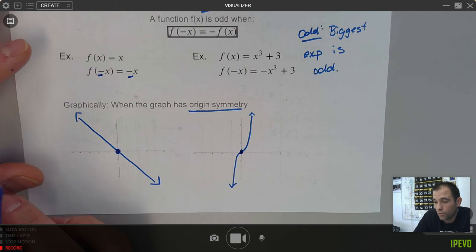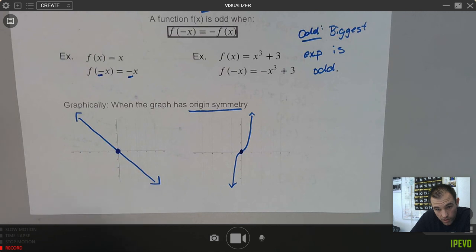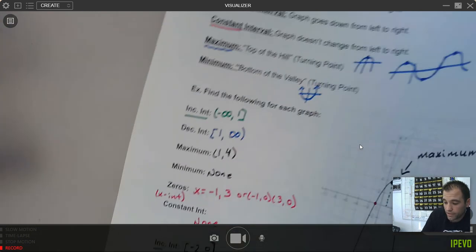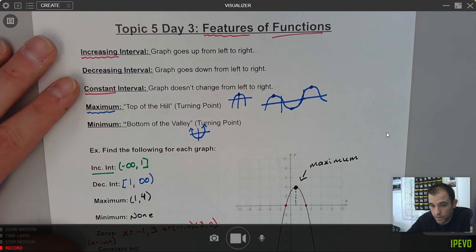Okay, but again, if you are stuck, just put it in Desmos, right? If you forget about the even, odd, and the exponents, just put it in Desmos and look, okay? Those are our notes for topic 5, day 3. You have your Math Excel assignment. Knock that out.